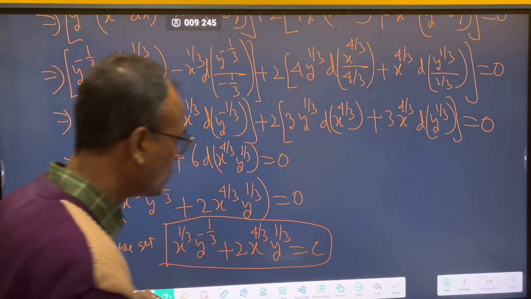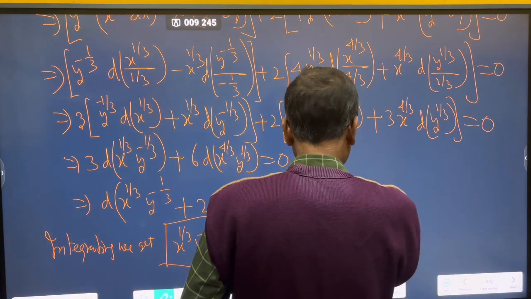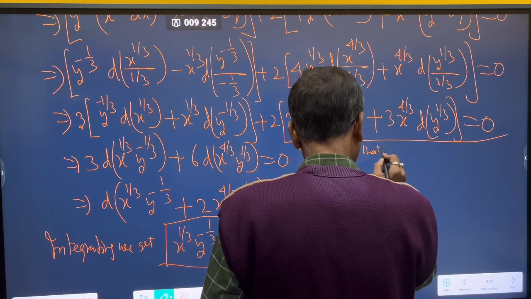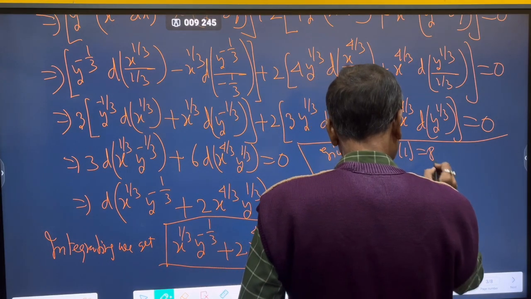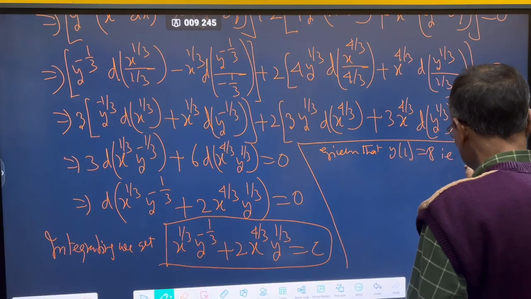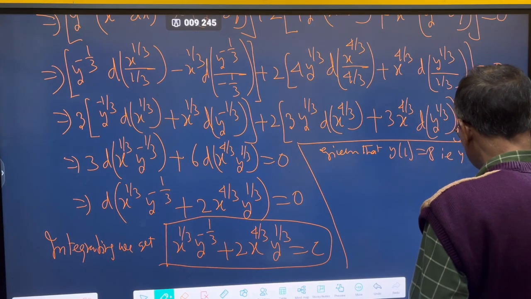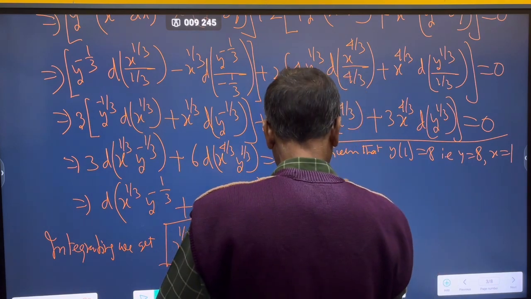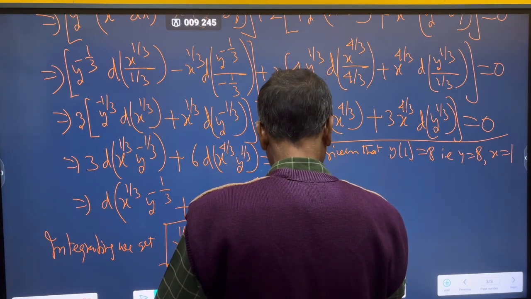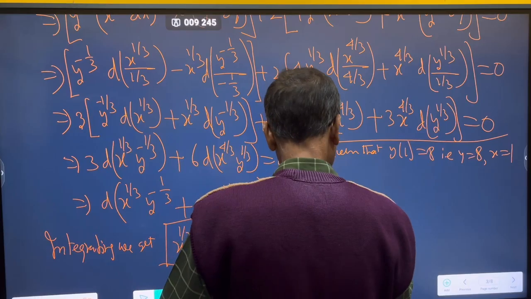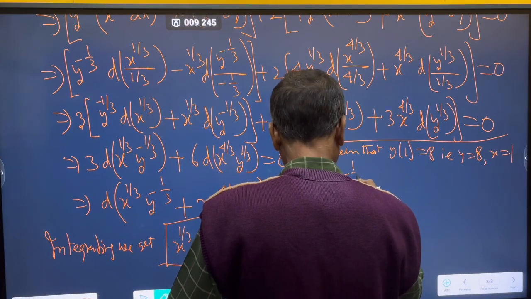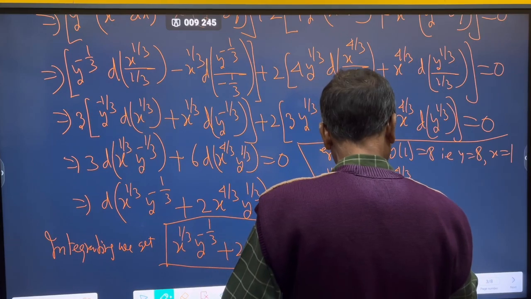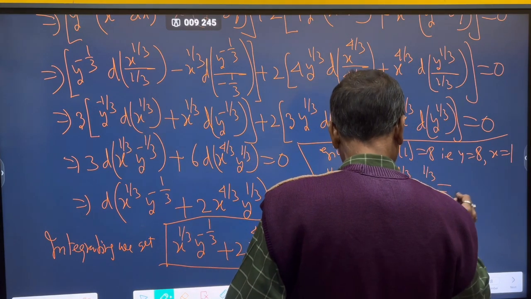Given that y equals 8 when x is equal to 1. Put here x is equal to 1. Then 8 to the power minus 1 by 3 plus 2 into 1 to the power 4 by 3 into 8 to the power 1 by 3 is equal to C.